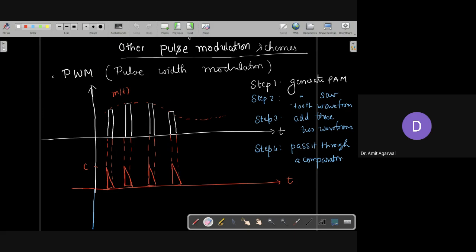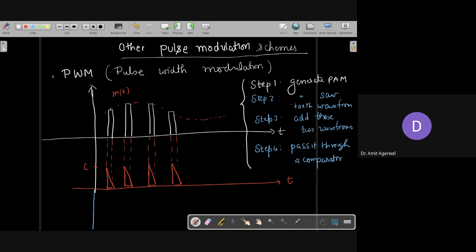There is one technique where you can send these samples, because our aim was to send these samples, by varying or changing the width of your pulse. That is called pulse width modulation. So let's see how we can generate a pulse modulation scheme from the PAM scheme which we have already studied.